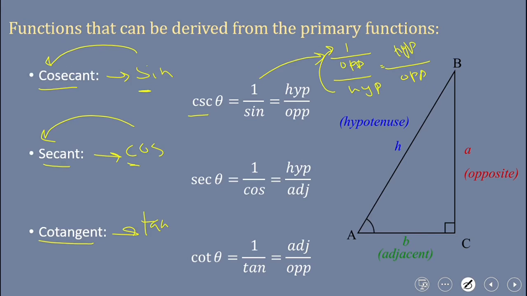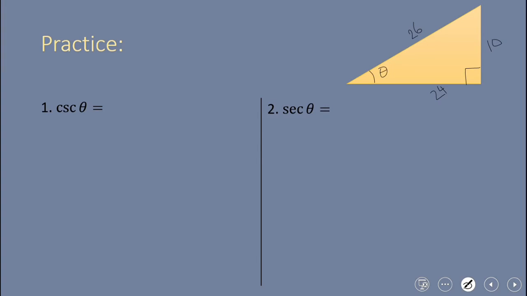So now let's do some practice. First question asks for the cosecant of theta. As we can see here, we have all the sides of a triangle. So can you guess what cosecant of theta stands for? Right. Cosecant of theta is 1 over sine. So that will equal the hypotenuse over the opposite.